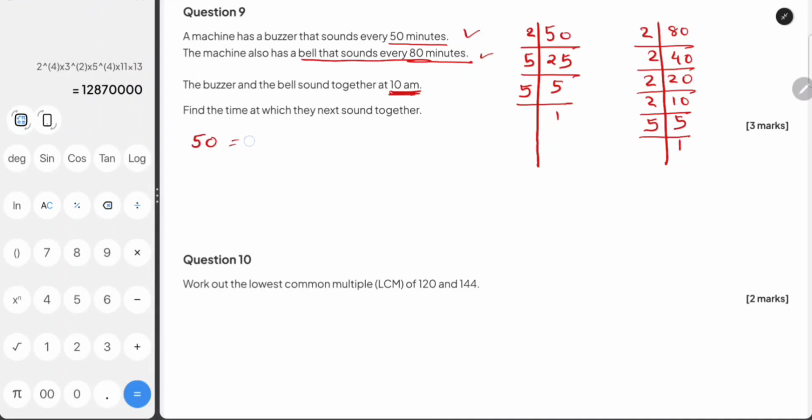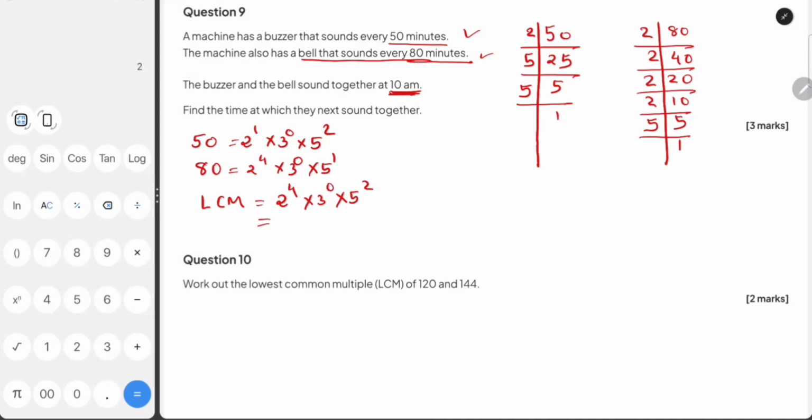So 50 can be written as 2 raised to 1, 3 raised to 0, 5 raised to 2. For 80, it is 2 raised to 4, 3 raised to 0, and 5 raised to 1. So for LCM, we take the highest power, so 2 raised to 4, 3 raised to 0, and 5 raised to 2. Let's use calculator. 2 raised to 4 into 5 raised to 2. That's 400. So after 400 minutes, they are going to ring together.